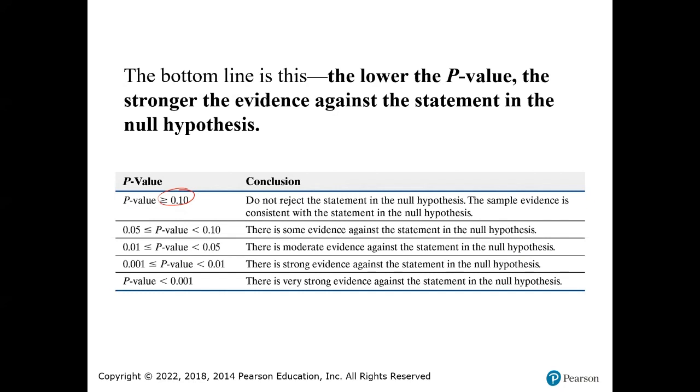If your p-value is between 0.05 and 0.10, there is some evidence against that null hypothesis. If it's between 0.01 and 0.05, we have moderate evidence against the null hypothesis. And if it's between 0.001 and 0.01, strong evidence. And of course, if the p-value is even smaller than that, we have really, really strong evidence against the null.